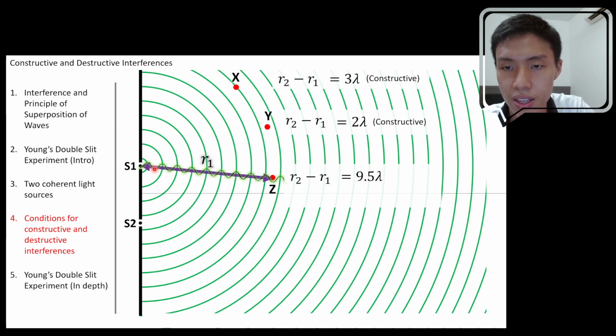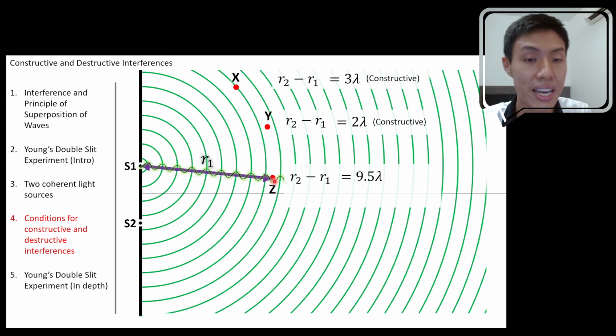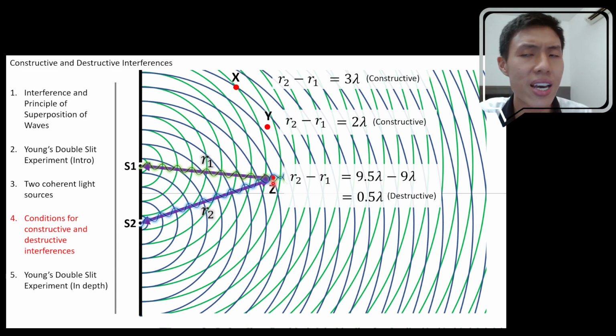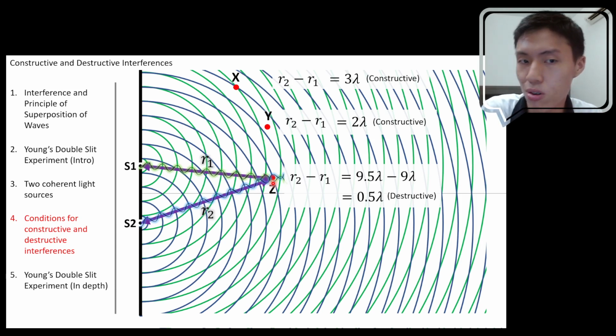R1, you have 1, 2, 3, 4, 5, 6, 7, 8, 9. Okay, this is 9 wavelength for R1. It arrives at the trough, not crest, so we count until here. So this is 9 wavelength. So if you find the difference, you get that the difference is 0.5 wavelength. And again, this is a destructive interference.